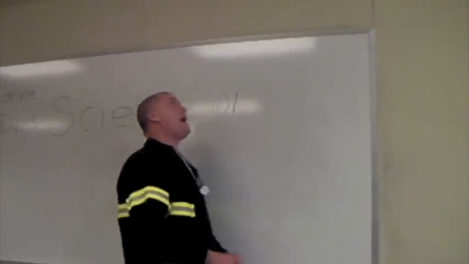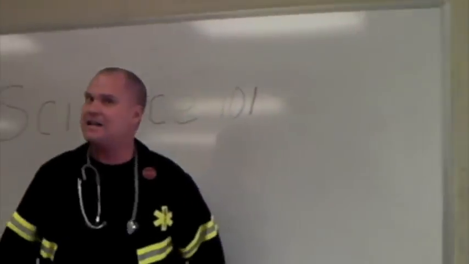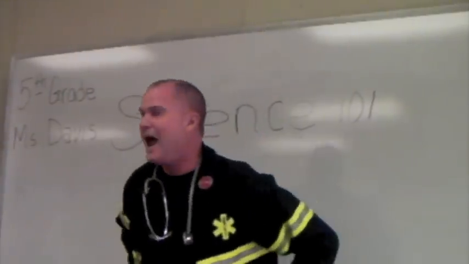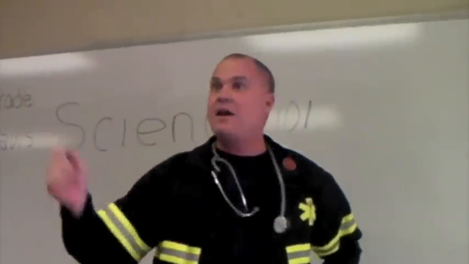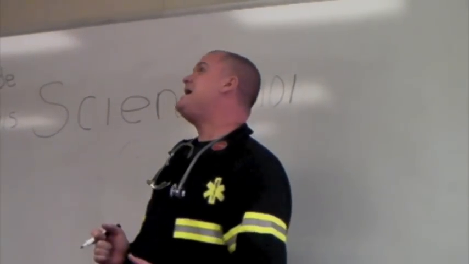How does oxygen get in the body? Well, number one, oxygen goes into the nose, into the lungs. And who has a better idea? Oxygen enters the body through our respiratory structures. In sequential order, it goes through what's called our nasopharynx, according to this. It then goes through our larynx, our trachea, into our bronchi, our bronchioles, our alveolar ducts, and then to our alveoli. Thank you for the explanation, Petey.